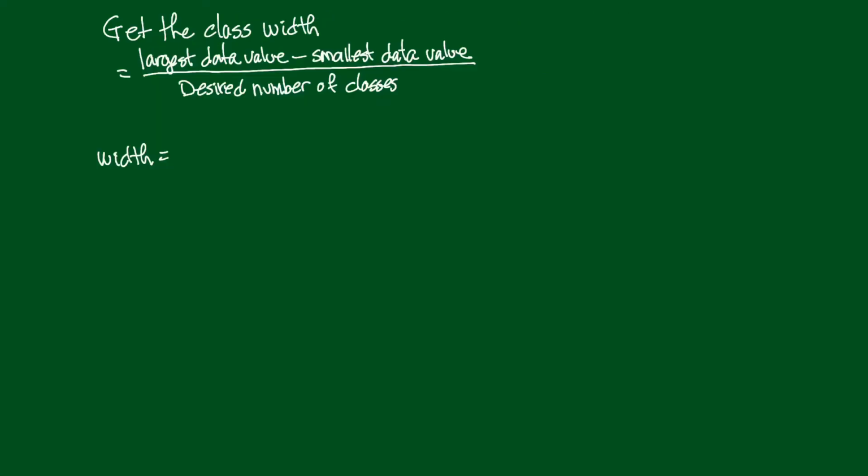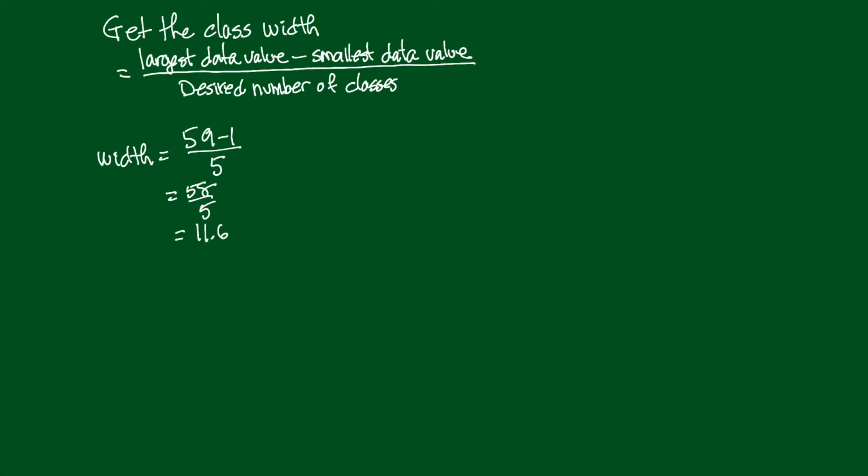So let's get back over to our formula here. The largest value turned out to be 59, so we will get a 59 out of here, minus a 1, divided by, now they've got us using 5 classes, right? So what we're going to get is, what do you get here? 58 divided by 5. And in my calculator, that's 11.6.